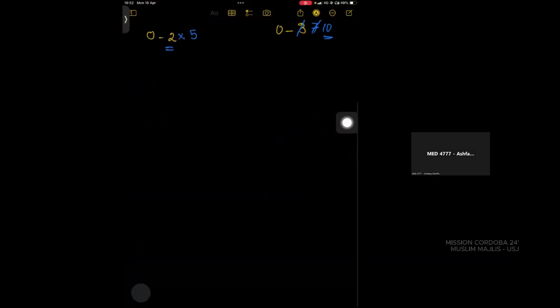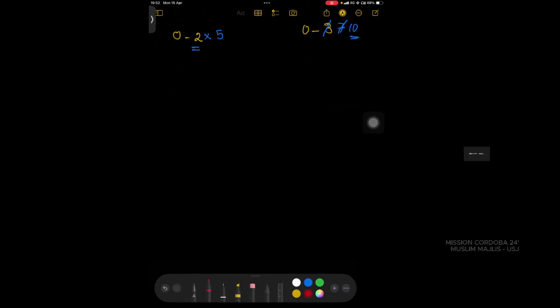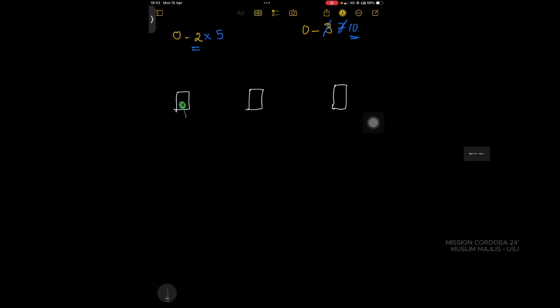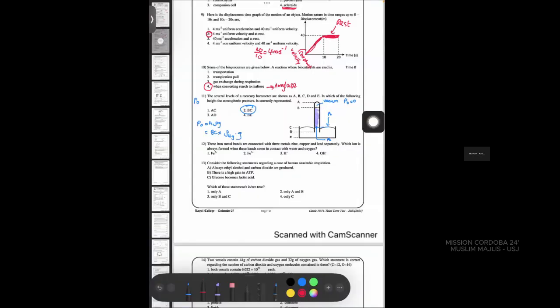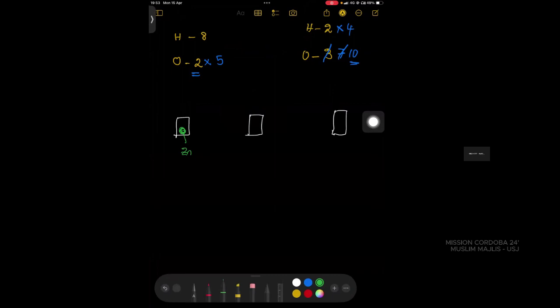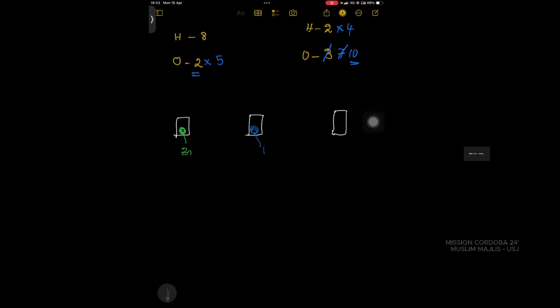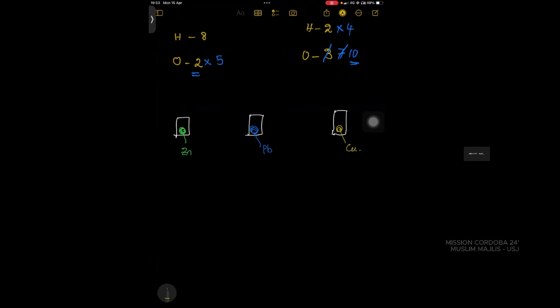Now, in that question, they are telling like this. You have an iron nail. Now, I will use some colors, okay. For the three nails, you are coating them with zinc, copper, and lead. One you are coating with zinc, the other one you are coating with lead, and the other one you are coating with copper. Okay, now this is the scenario.